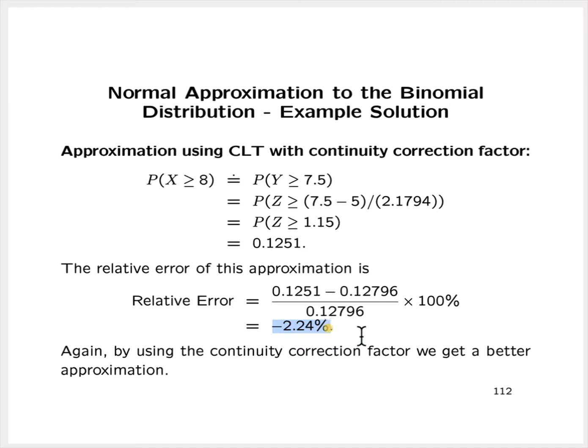And in fact, the relative error is only negative 2.24%. So it's better than the other probability that we were looking at, the probability that y is less than or equal to 3, but it's still not that great. Now, let's talk about why, even when we're using the continuity correction factor, the approximation provided by the normal distribution is still not very good.